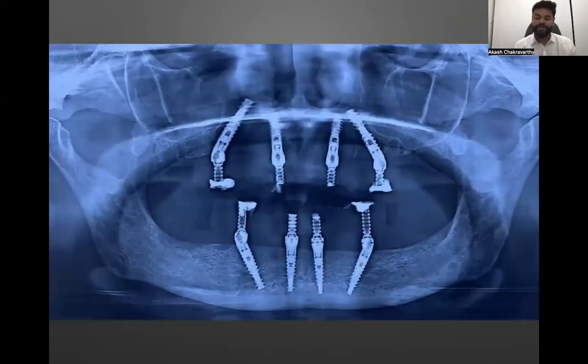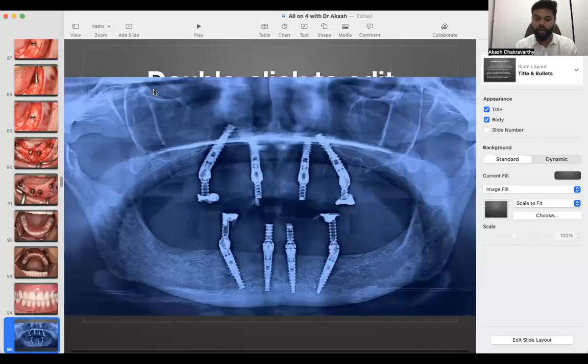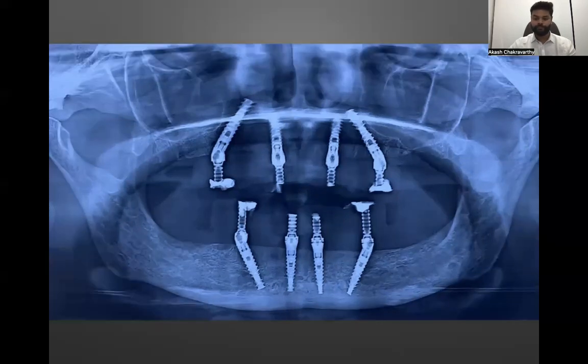And this is a final OPG of the case. Now, if you clearly see over here, all the implants have bicortical engagements. Okay. Even in the mandible, I have engaged the second cortex. So that's the patient just after the surgery and implant conversion.